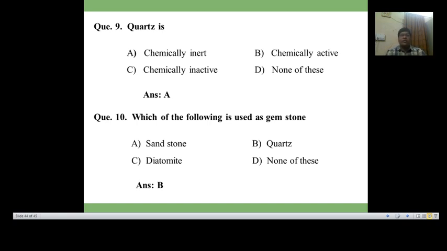Question number 10, which of the following is used as a gemstone? Sandstone, quartz, diatomite, or none of these. Quartz, answer B, is used as a gemstone as it gives a good polish and has a smooth and shiny surface, and along with that it has a good luster. That's why it is used as a gemstone.